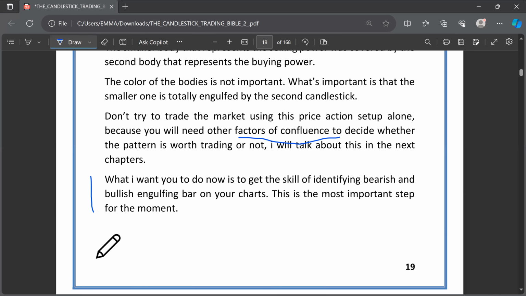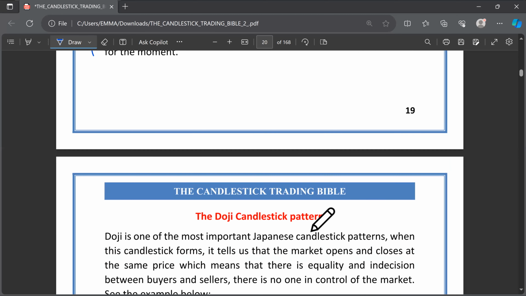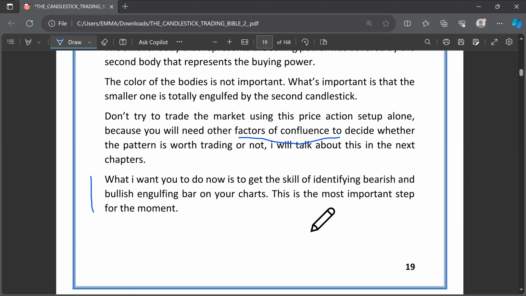Now, what I want you to do is to get the skill of identifying bearish and bullish engulfing bars on your charts. This is the most important step for the moment, right? The moment you see this pattern, you know what kind of pattern it is. Bear in mind, as we proceed, there will be some short exercises ahead where you should be able to identify if a pattern is a bullish engulfing one or a bearish engulfing one. You should be able to identify them easily.